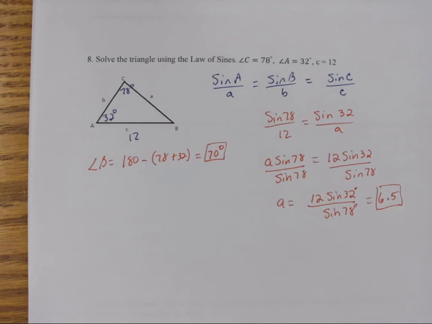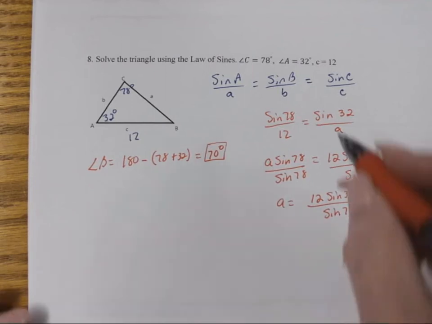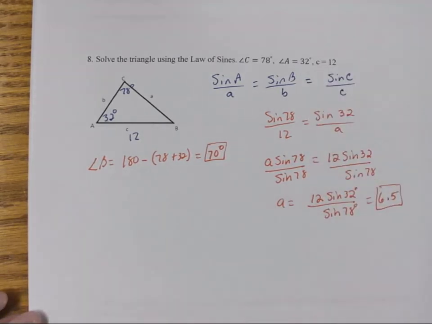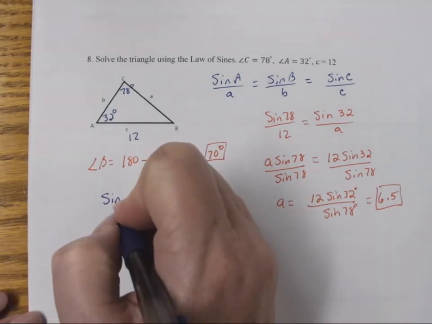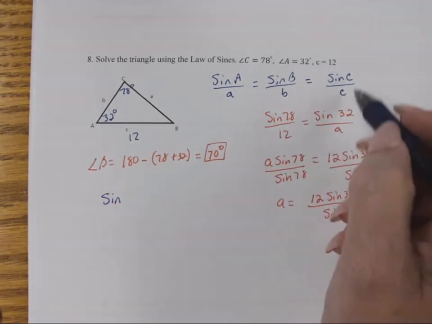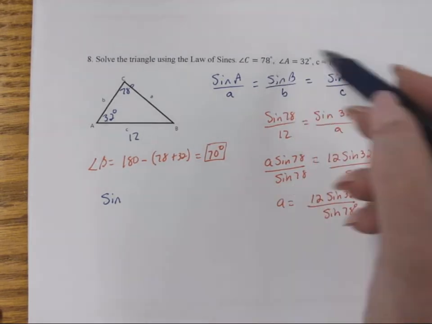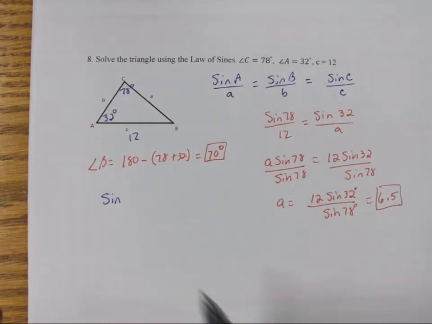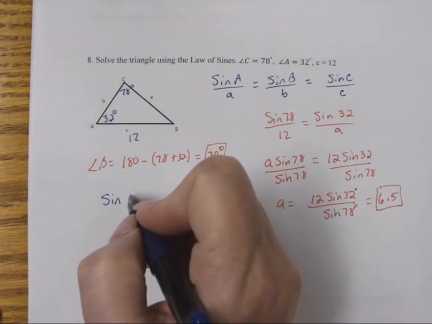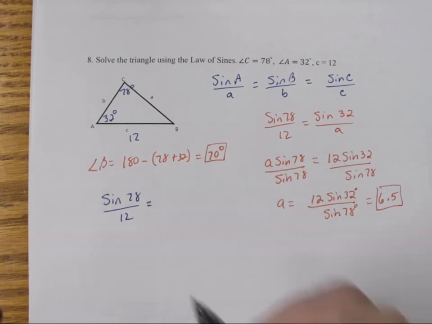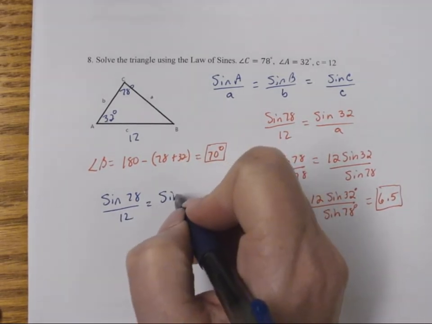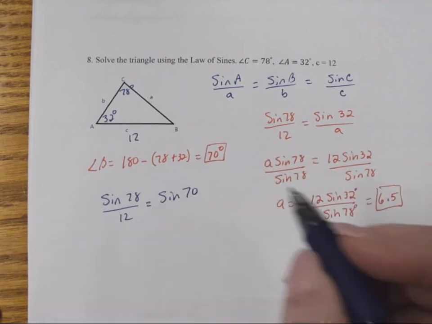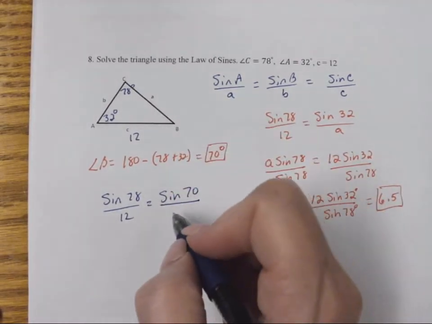Now we can go do the same thing with B, because we need to find little b. So we're looking at the sine of B, but we're going to use our ratio again of the C's. Again, I try to use what's given in case I made a mistake. So I try to use, if I have given parts, to use those first. So the sine of 78 over 12 is going to be equal to the sine of my angle B, which is 70 degrees, over my little b.